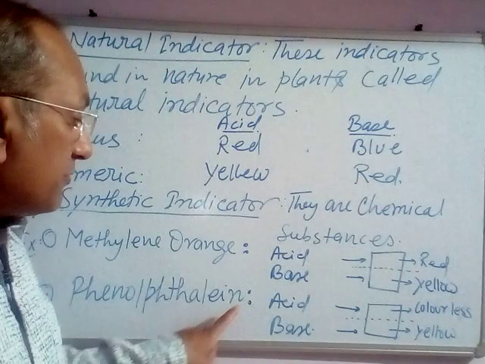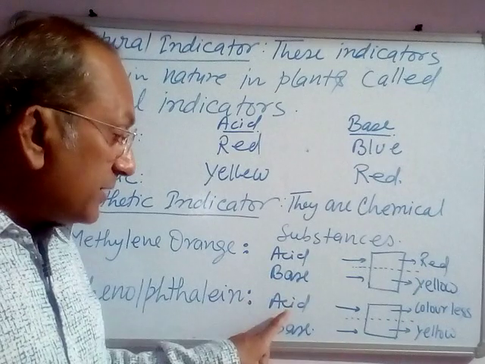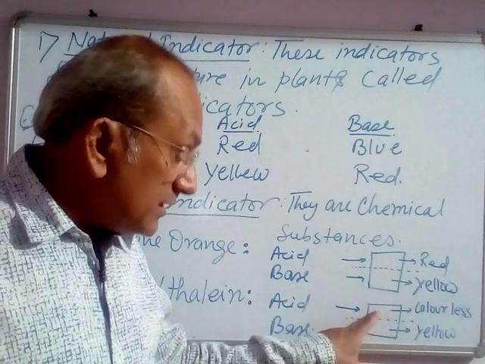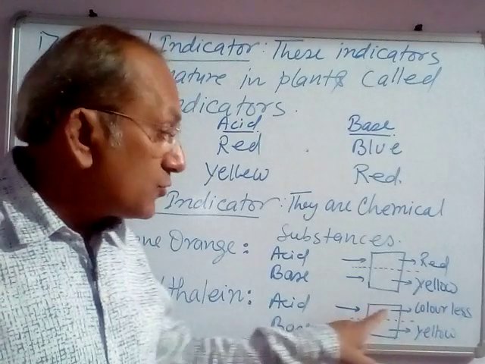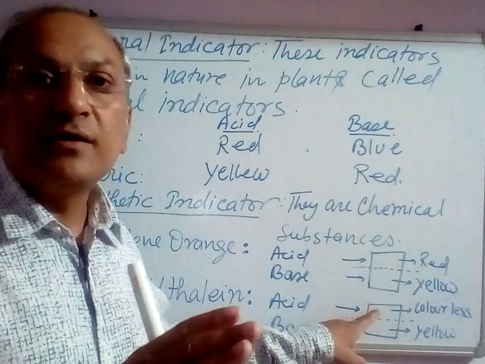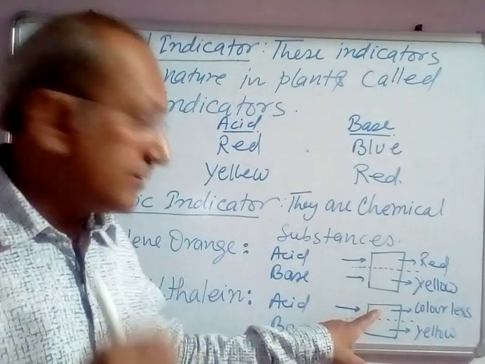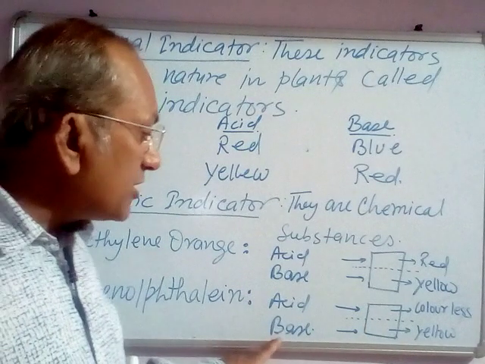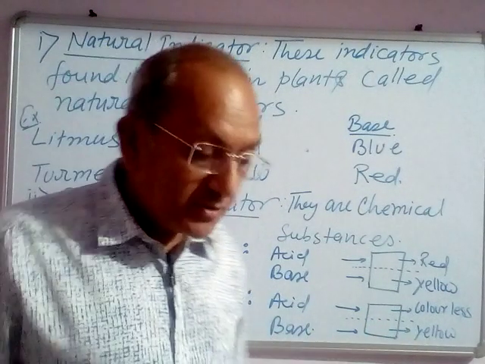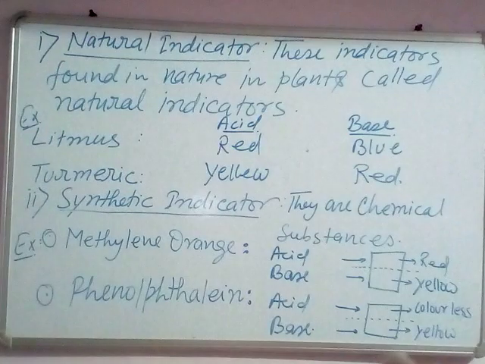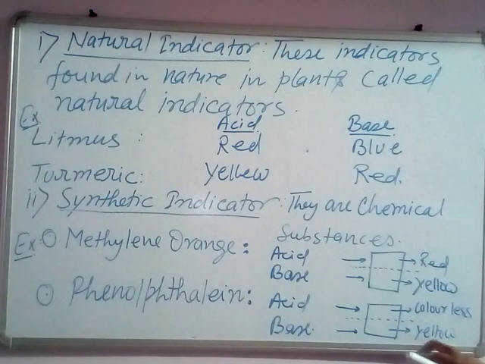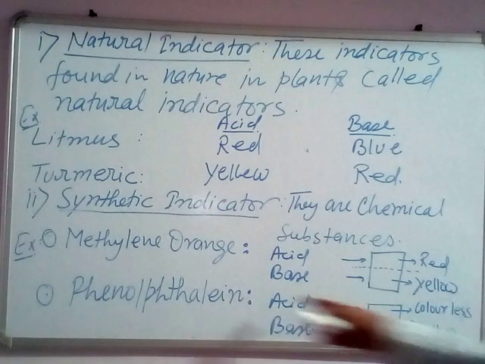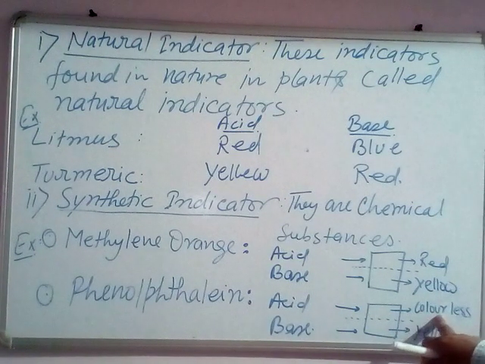Phenolphthalein, when phenolphthalein comes into contact with acid, it is colorless. It shows water color, that means there is no color. When phenolphthalein comes into contact with a base, it shows pink color. When it comes into contact with acid, phenolphthalein becomes colorless.